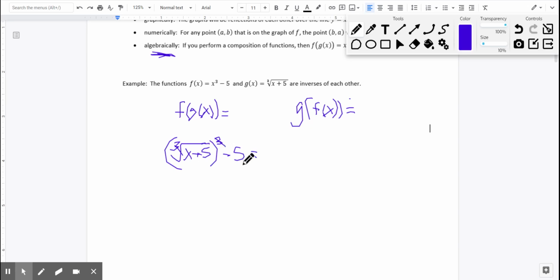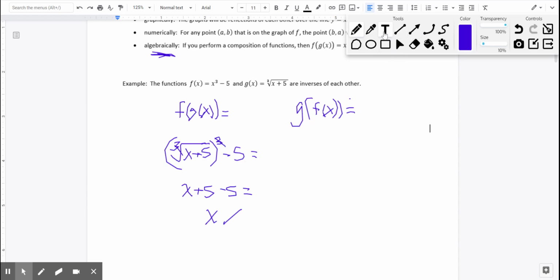You can't do the 5 and -5 first because the +5 here is trapped inside the cube root and trapped by the cube. So you do have to cancel out the cube root and cube first. That's going to leave you with just x + 5 - 5, which leaves you with just x. So as we expected, the first composition came out to x.